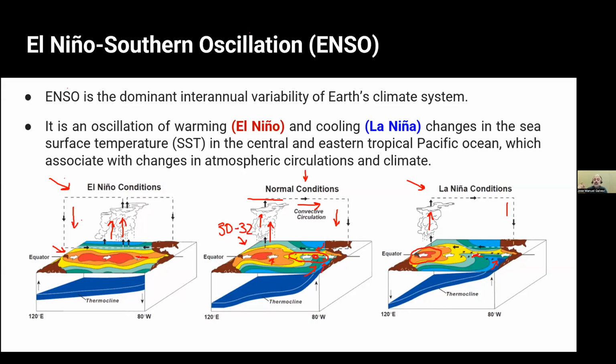So that's one of the reasons why El Nino tends to impact Australia and the maritime continent, Southeast Asia with drier conditions, and also India as well. The Indian monsoon also can be sensitive to El Nino conditions, and you could get less rain during El Nino conditions.